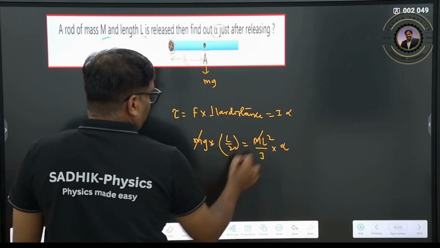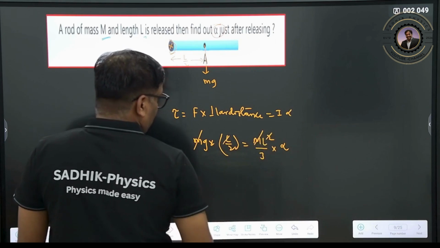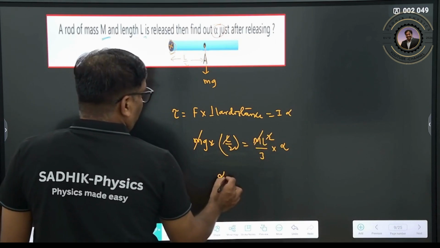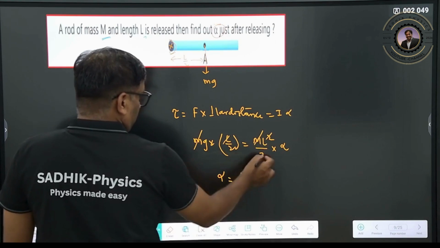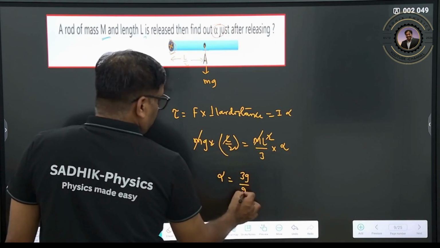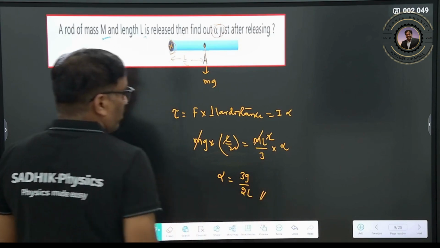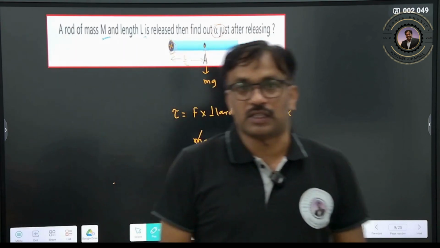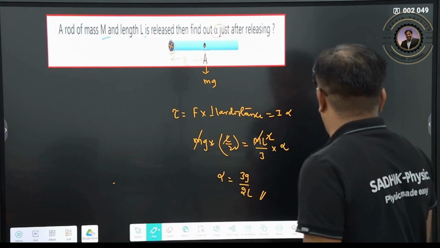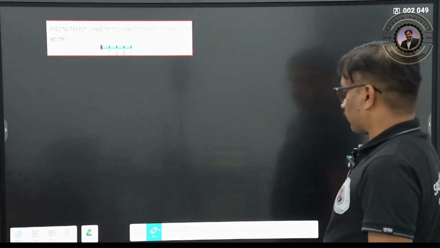Right? This m and m get cancelled out. One L gets cancelled out. So, therefore, alpha is equal to 3g by 2L. So, that will be your alpha. In this way, you can calculate the alpha in this situation.